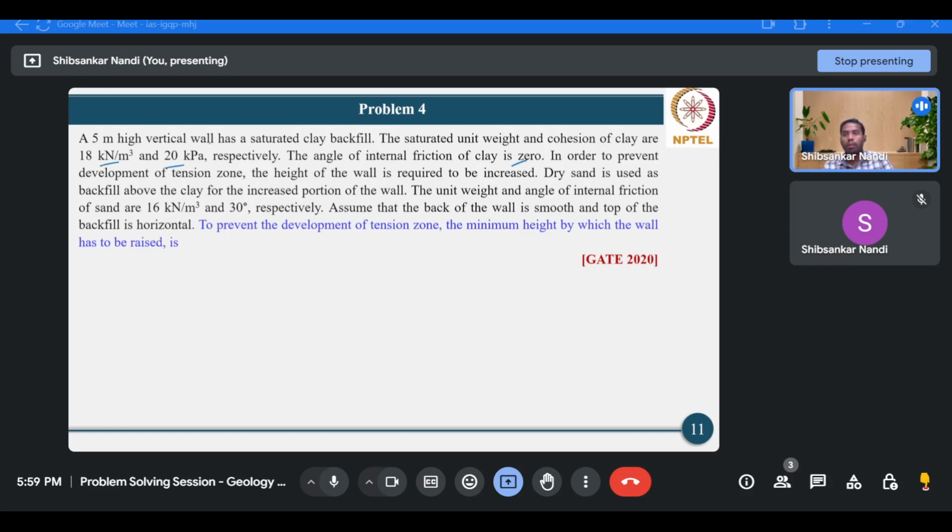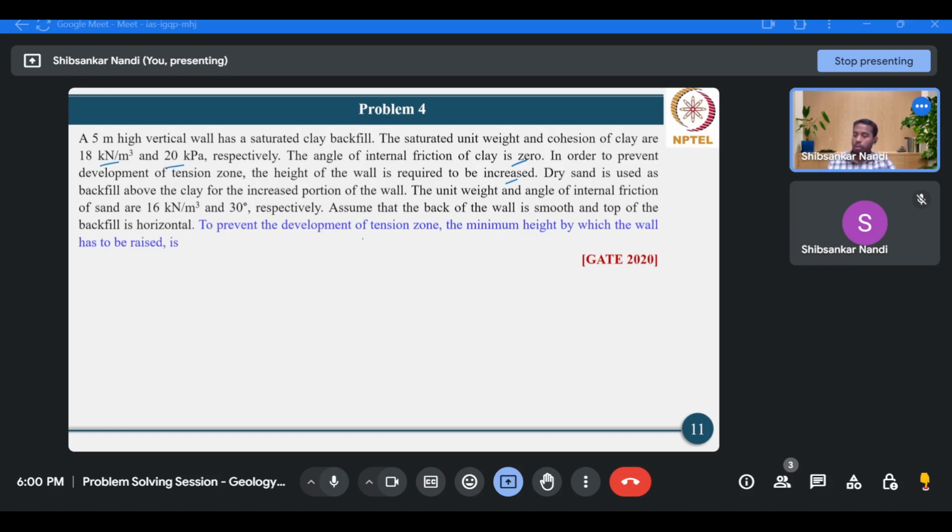In order to prevent development of tension zone, the height of the wall is required to be increased. Dry sand is used as backfill above the clay for the increased portion of the wall, and the unit weight and angle of internal friction of sand are 16 kN per meter cube and 30 degrees respectively. Assume that the back of the wall is smooth and the top of the backfill is horizontal. To prevent the development of tension zone, what is the minimum height by which the wall has to be raised?